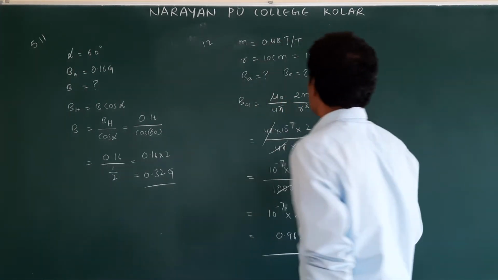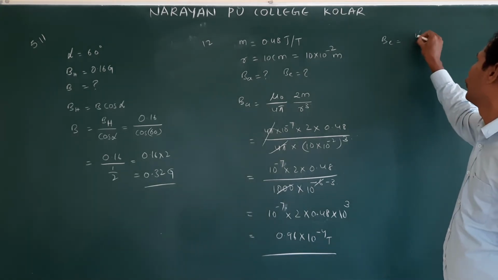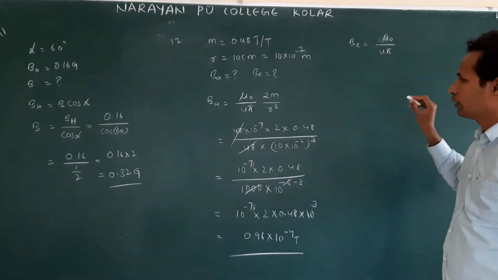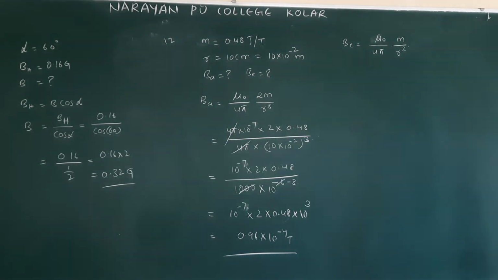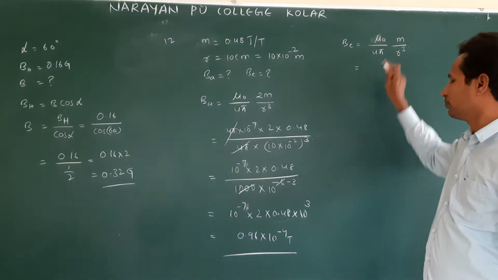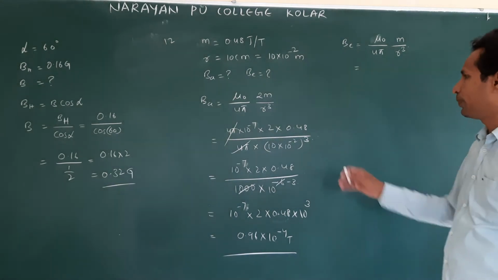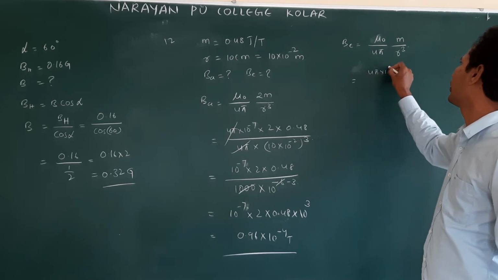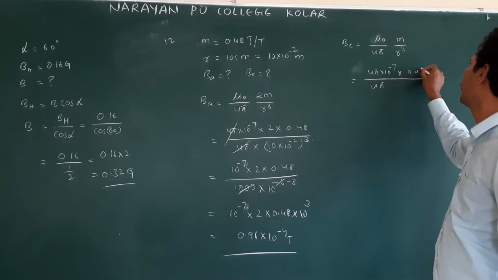Next, equatorial line. What is the formula? Mu naught by 4 pi, m by r cube. Clear? So what do you get? This is 2m, this is m. We will get half of this, 0.48. Clear? Okay, we will do this calculation. 4 pi into 10 power minus 7 by 4 pi into 0.48.